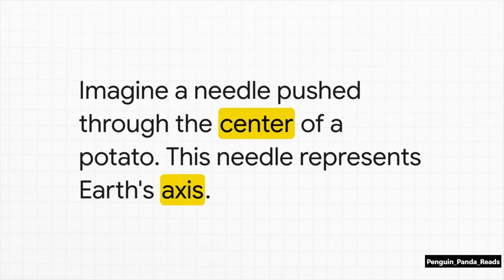So how does it spin? Well, here's a super simple way to think about it. Just imagine a needle being pushed straight through the middle of a potato, from top to bottom. That needle? That's Earth's axis. It's an imaginary line, of course, running from the North Pole to the South Pole, and our entire planet just spins around it.